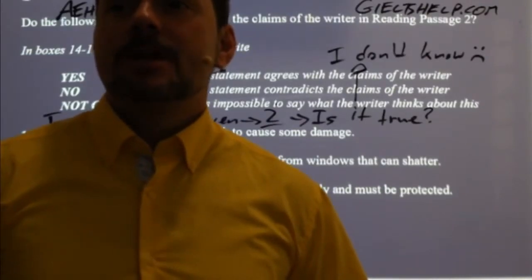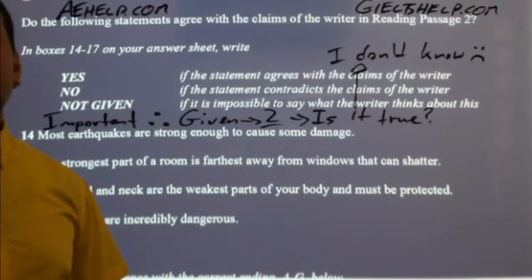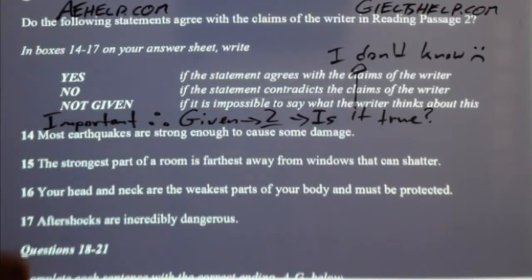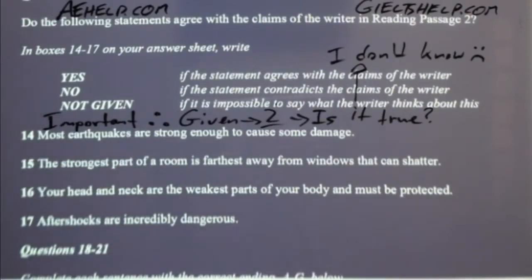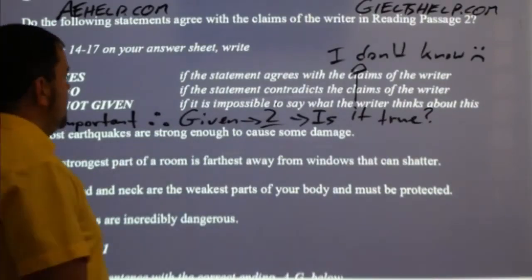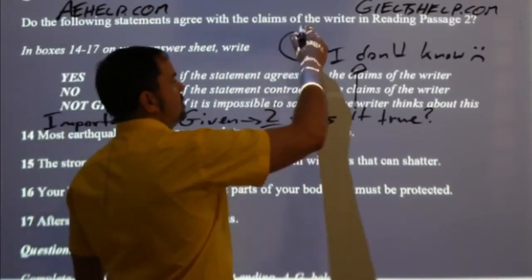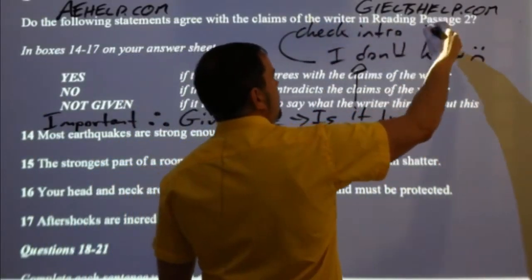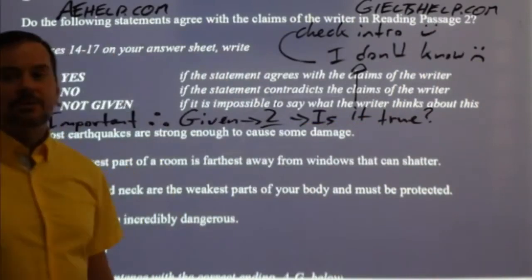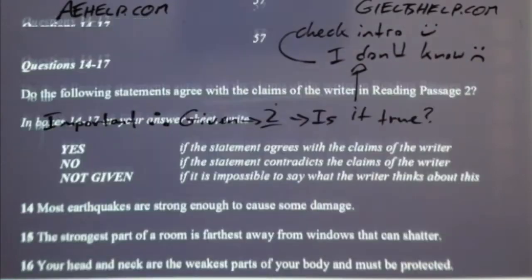Okay. Then what do you do? You take a look. Now, if you're visualizing, you should remember where this is found. And usually true, false, not given are in the order of the passage. So I'm going to check the introduction. Oh, I'm happy again because I know what I'm doing. Smiley face. Okay. All right.